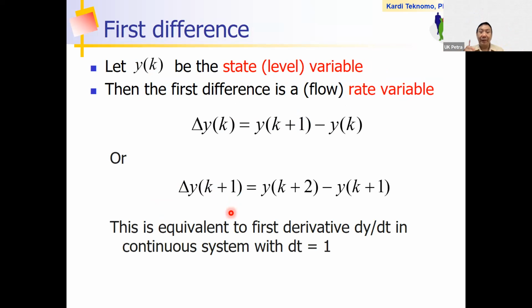Okay, so now, why do we call this difference equation? Because actually there is a difference. Say suppose the state variable, we call this level, is yk. Then the first difference, we call this the flow, or the rate variable, is represented like this. Delta yk is equal to tomorrow's yk, the y(k+1) minus yk.